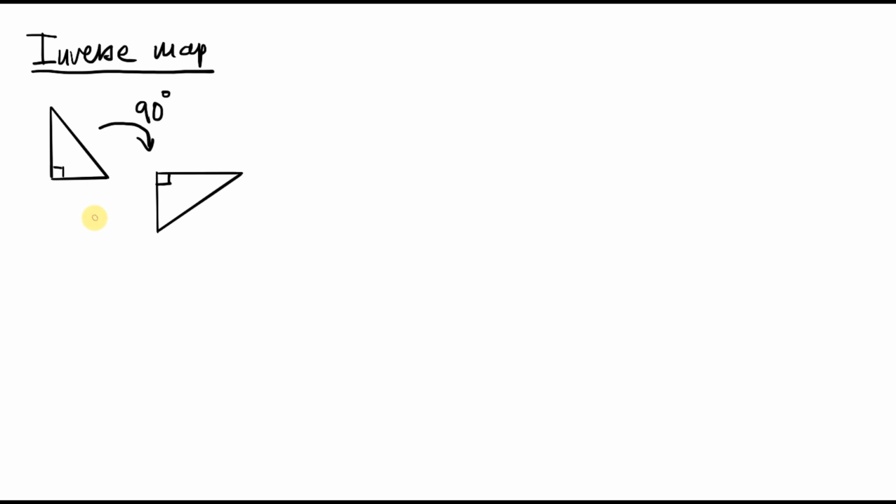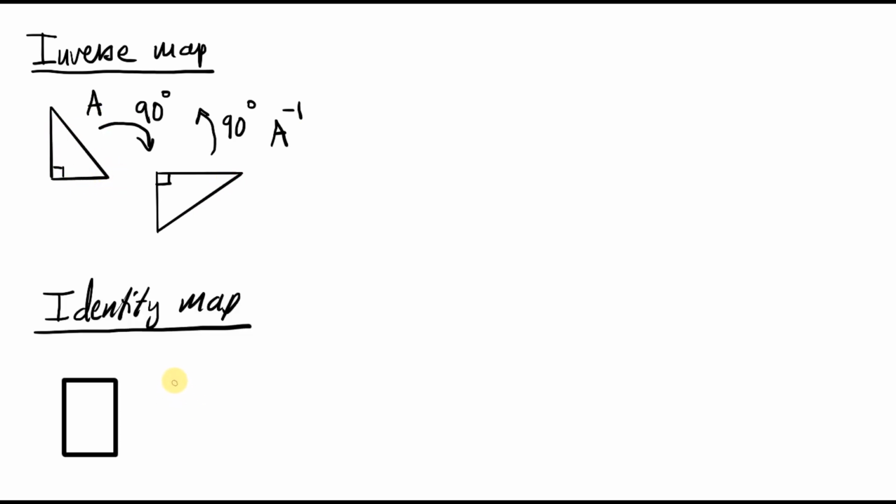If you have a map that will rotate 90 degrees, then the inverse map will be a rotation in the opposite direction, so 90 degrees in the other direction. Then if you call this mapping A, then you call the other one the inverse map, and you denote it by A minus 1. So if you first do the map A and then do map A minus 1, the inverse map, you just get back the original figure. So the inverse map undoes the map.